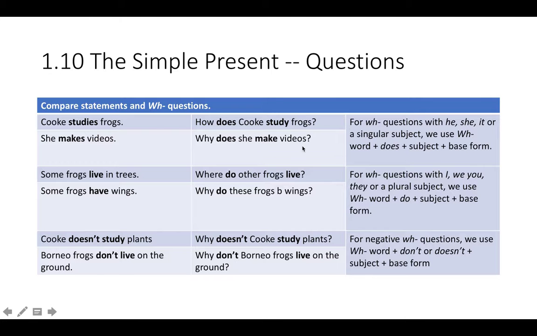Why does she make videos? There's the WH word and does, subject, and the base form of the verb. If the subject is I, we, you, they, then you use do. Okay, where do other frogs live? There is your WH word, do, and there's your subject, and there's the base form of the verb.